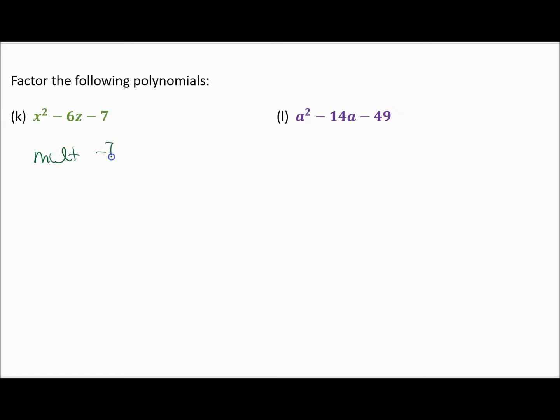Multiplies to be negative 7 and adds to be negative 6. Okay. Now remember, to multiply to be a negative, you need a negative number and a positive number to do that.